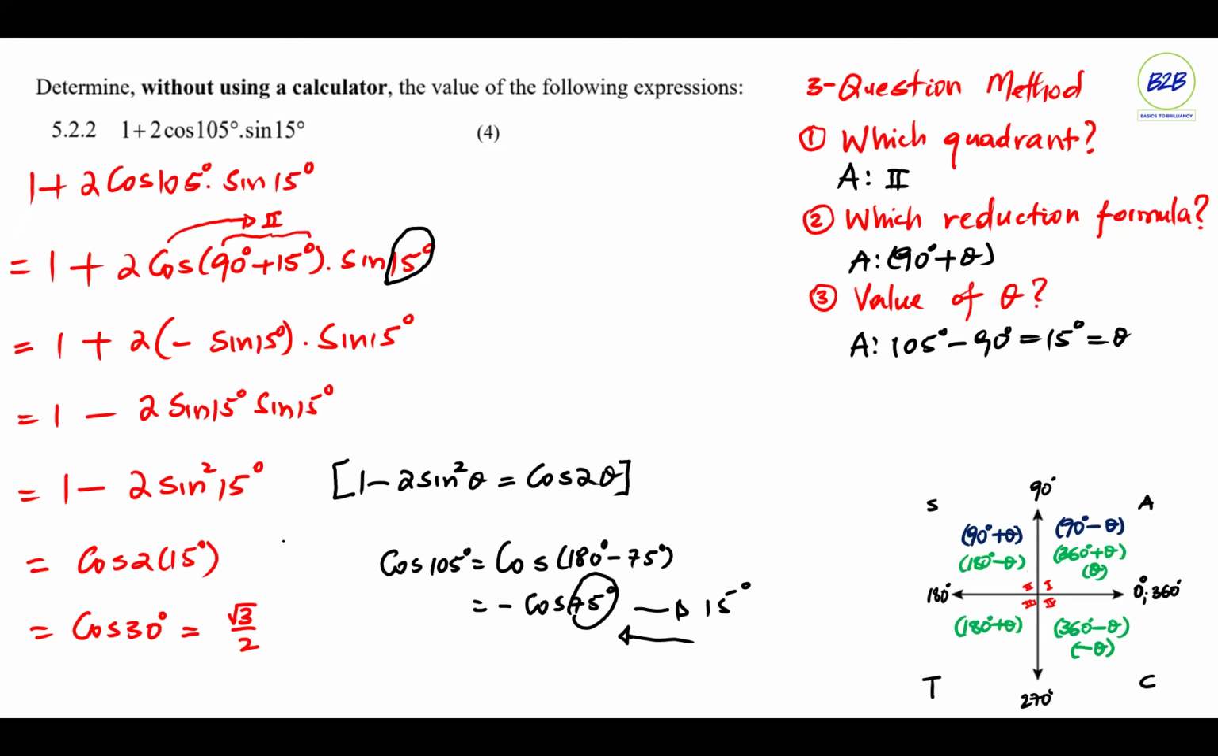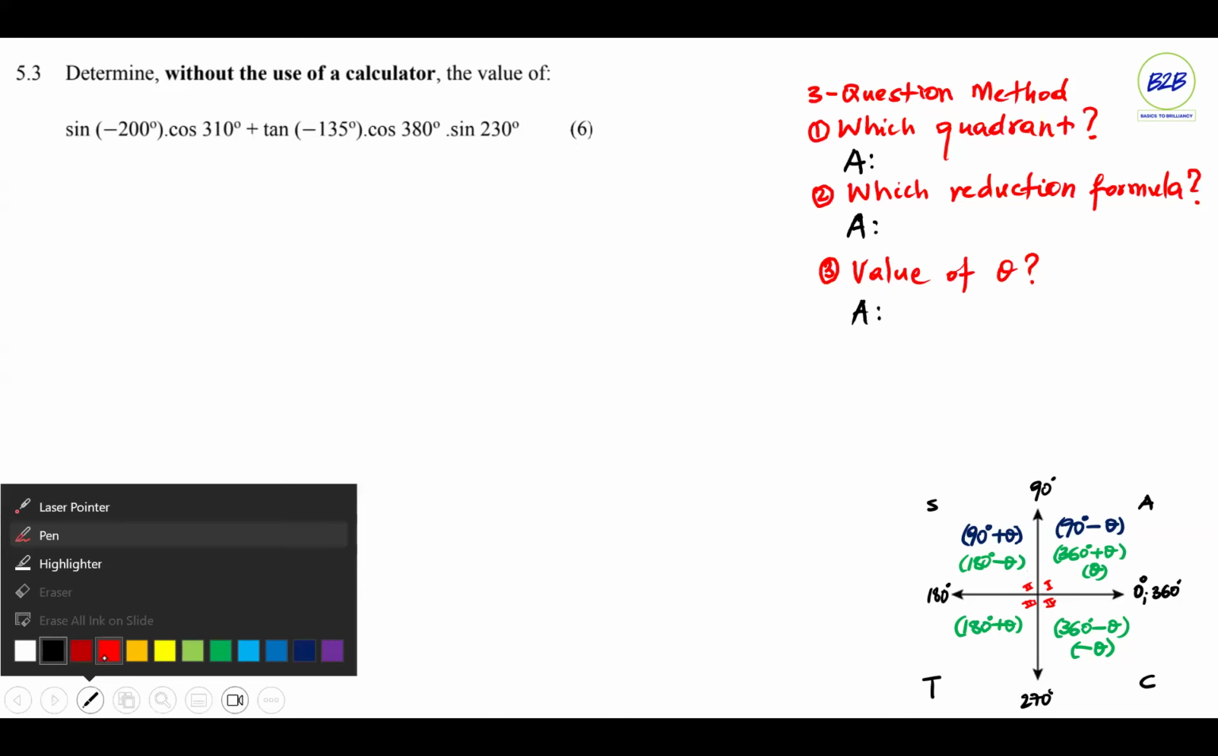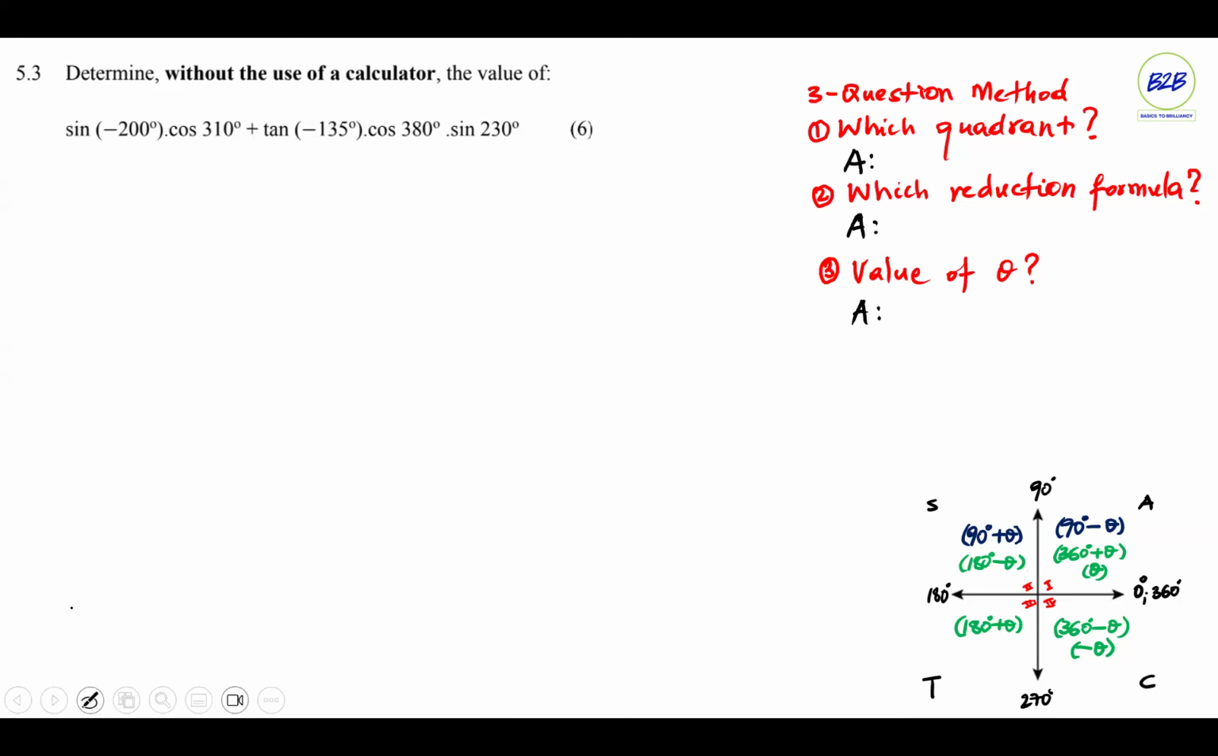Thank you so much for attempting that. Let us then move into the next problem that we will use for demonstration. Right? Now let us work on this problem. How do we go about dealing with this problem? Here we see that we have 5 angles. The first angle is negative 200 degrees.